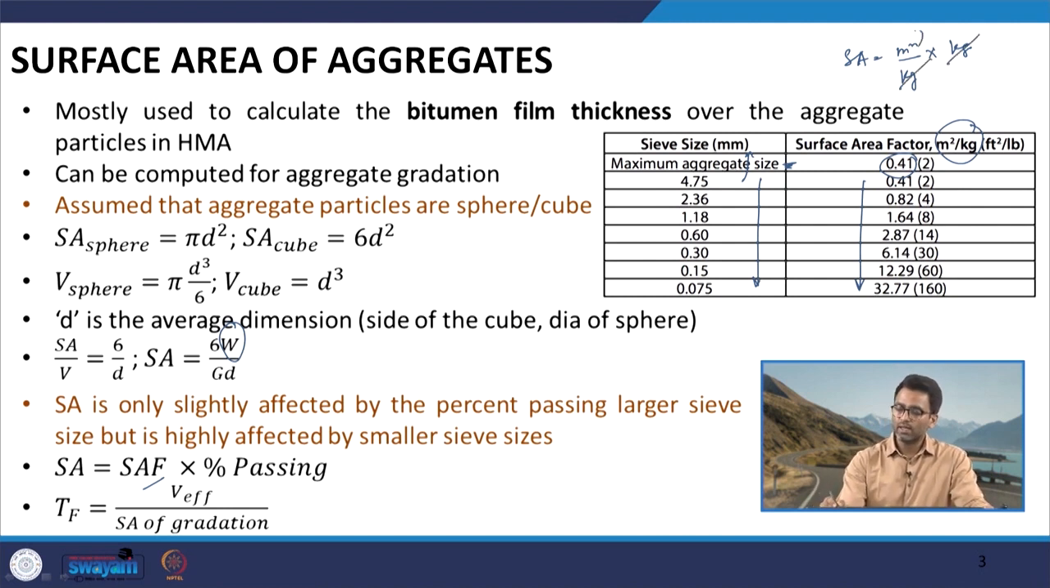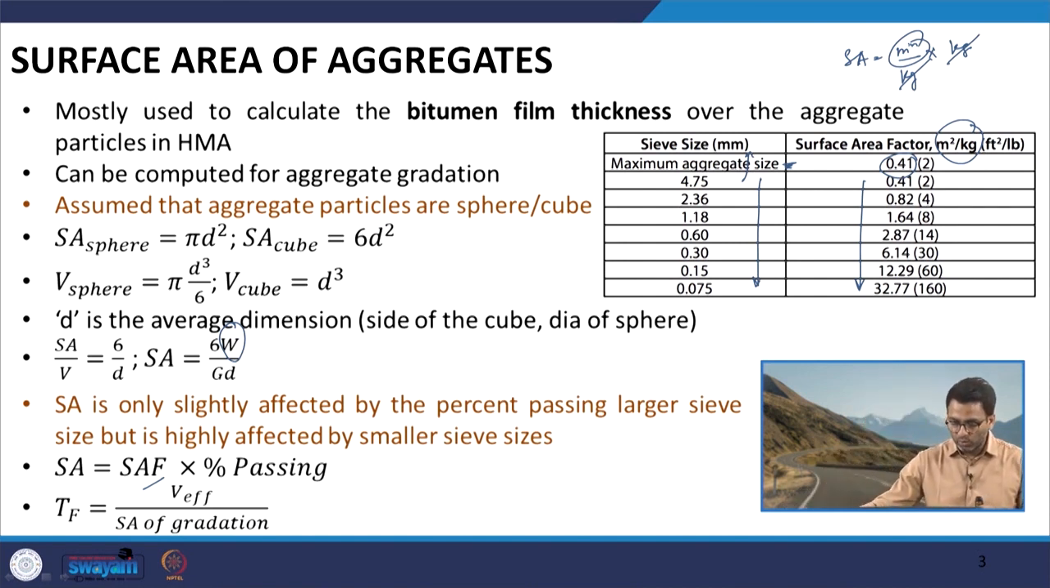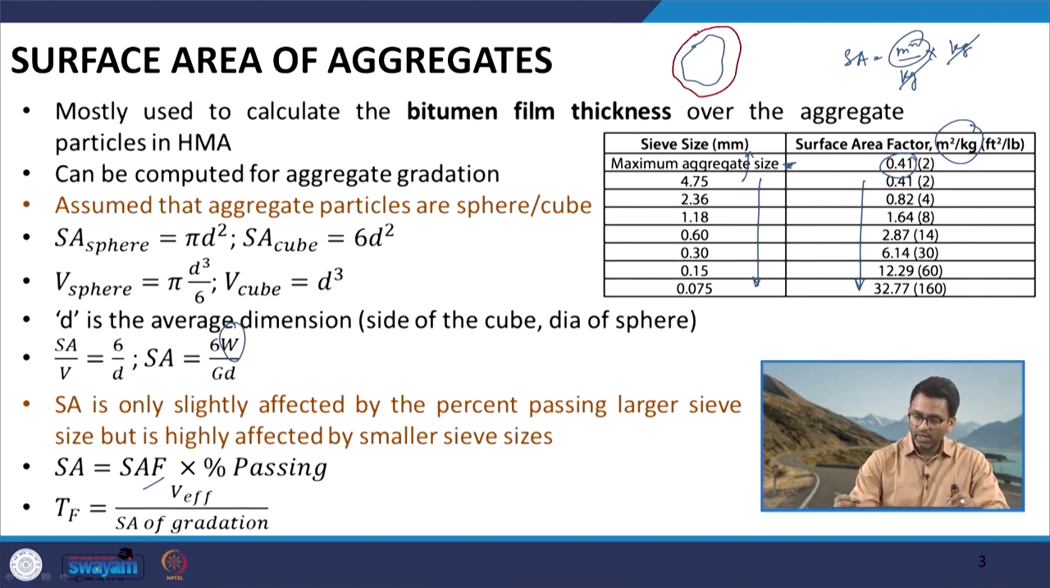So, this gets cancelled and the answer which you get is in terms of meter square. This I will not discuss in detail today, I will just try to explain the concept here. So, you see, if this is the aggregate particle and this is the film of the bitumen, and you are interested to find out the average film thickness of the bitumen about this aggregate.